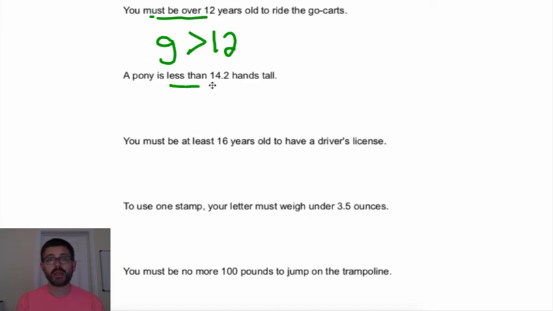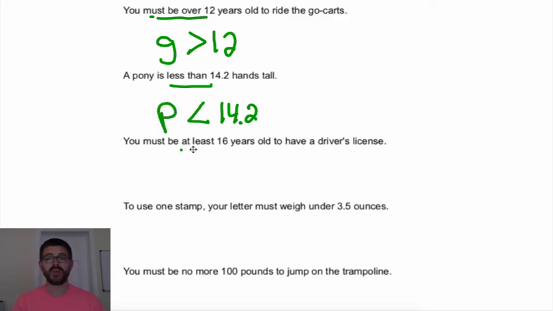A pony is less than 14.2 hands tall. Hands are an old-fashioned measurement. You would literally count how many hands you could stack up and how tall something was. So this one's pretty straightforward. Less than 14.2, and then pick your favorite variable. This one's dealing in ponies, so maybe I pick P for ponies.